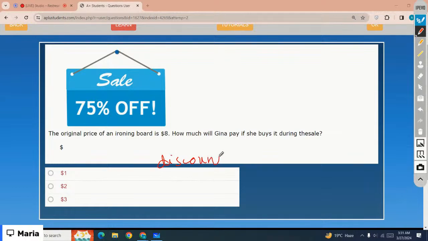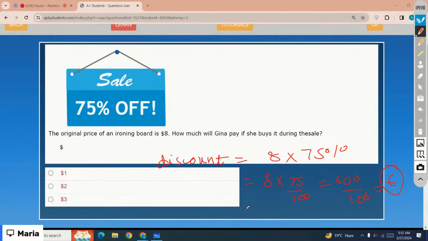That is 8 times 75%. 8 times 75 over 100. So 75 times 8 is 600. 600 divided by 100 is 6. So you have a $6 discount on the original price, right?